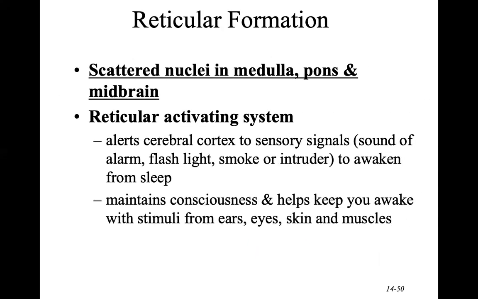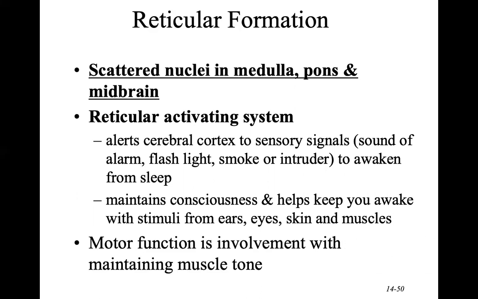Okay, so the reticular formation is nothing other than a bunch of scattered nuclei throughout the medulla, through the pons, through the midbrain, right? Through all of those three parts that we've just covered. That's called the RAS, the reticular activating system.